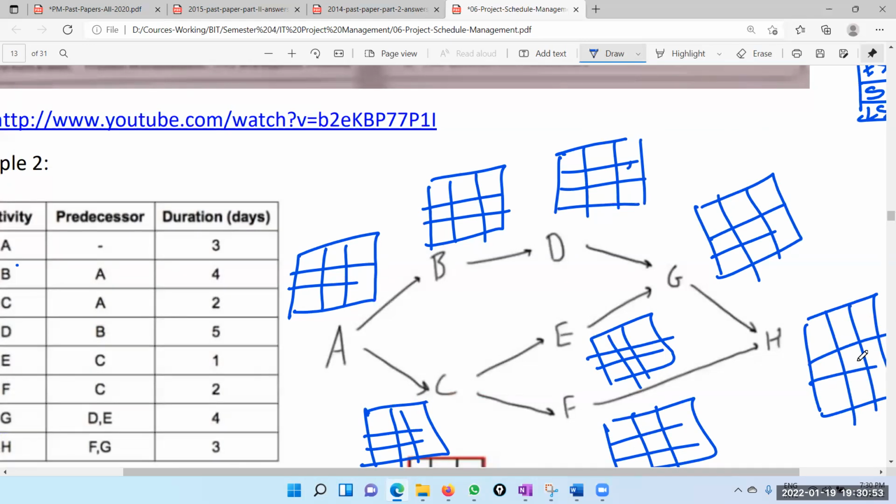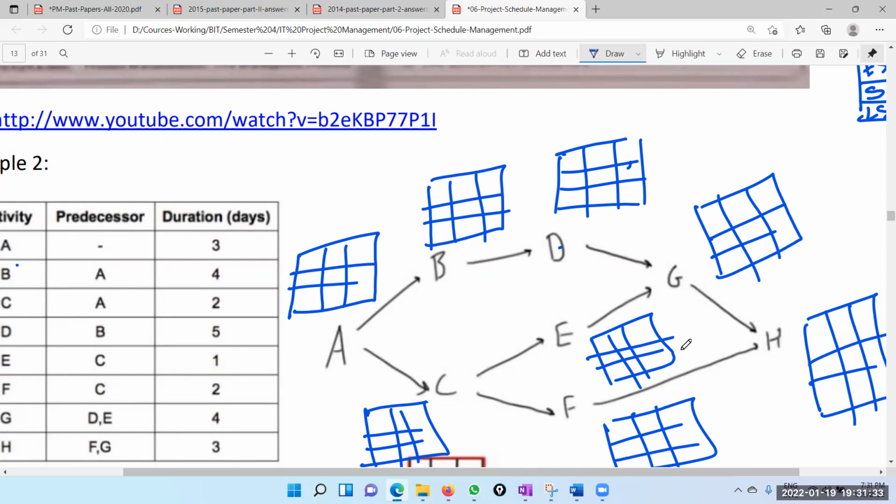Right. So the dependencies: A is not depending on anything. B depends on A. C depends on A. D depends on B. E depends on C. F depends on C. G depends on D and E. And H depends on F and G.